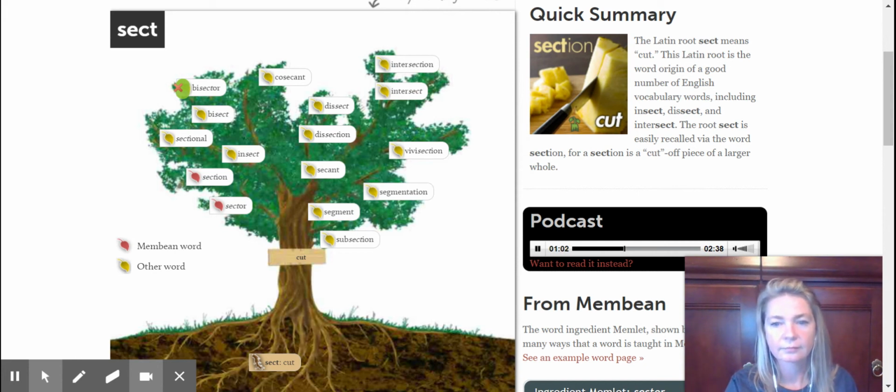Math teaches students that a line can not only have segments or cuttings of a specific length from it, but lines can also be bisected or cut into two exact halves by another line. One line can also intersect with another line, cutting between its length. And of course, there are intersections in roadways where one road cuts between and through another, coming together at a common point. In trigonometry, the concept of secant is taught, which is a straight line that cuts across a curve at two or more points.